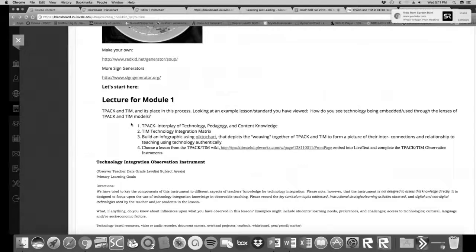TIM is very much a conceptual framework, whereas TPACK is a theoretical framework, and TPACK looks at teachers' uses of technology. TIM looks at kids' uses of technology. In other words, how are kids using technology in the classroom, and how successful are they with using it?